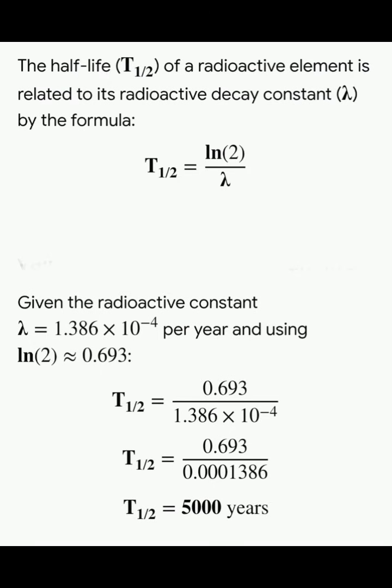So T half is equal to, we know ln2 is equal to 0.693. That is T half is equal to 0.693 divided by 1.386 into 10 power minus 4. And this is equal to 0.693 divided by 0.0001386, and this is equal to 5000 years. So this is the answer.